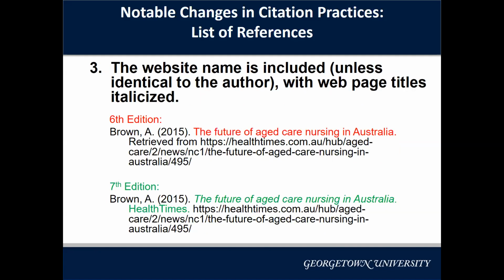Another change that has occurred in the 7th edition of the manual in terms of lists of references of online items relates to the use of website names and web page titles. There is a new mandate for the reference to always include website names that are not identical to the author, and that is after the title of a web page, with the title of the web page itself italicized. In our example, the name of the website, Health Times, is thus presented right after the webpage title, The Future of Aged Care Nursing in Australia, with the webpage title newly italicized.